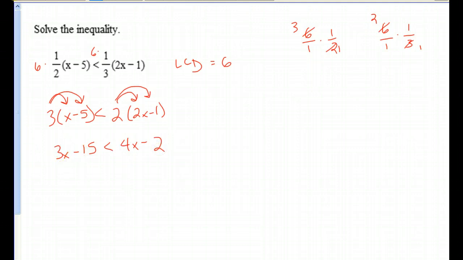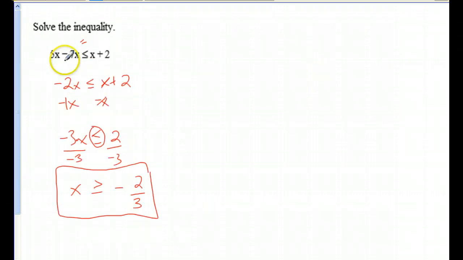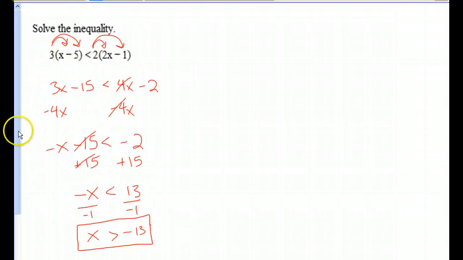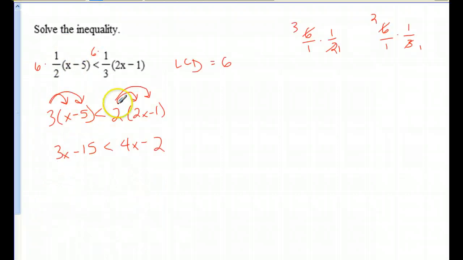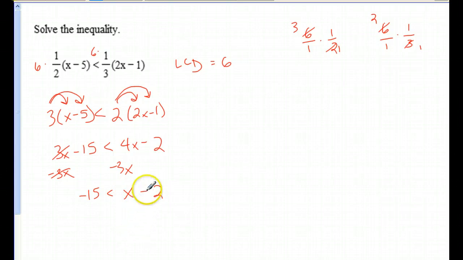Alright, looks very, very similar to this problem a couple of steps back. So group your x's together. I'm going to show you, like what I was talking about in the last one, if I choose to move my x's to the right side here to keep the sign in front positive, I have negative 15 is less than 4x minus 3x is 1x, or just x minus 2, and then I add the 2 over to get the x by itself. So what I end up with is negative 13 is greater than x.